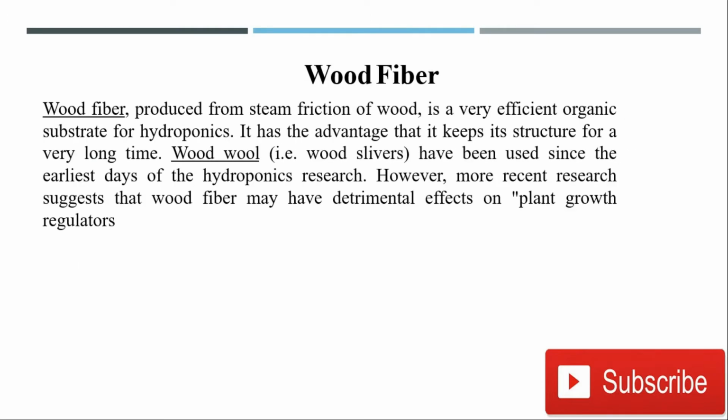The next is the wood fiber. Wood fiber is also produced by steam friction of wood. It's a very efficient organic substrate for hydroponics. So it has been used since very early research, including hydroponic research. However, more recent research suggests that wood fiber may have detrimental effects on plant growth regulators.